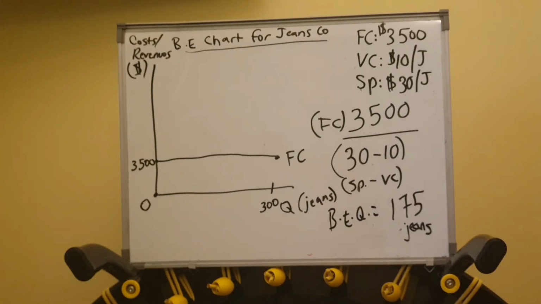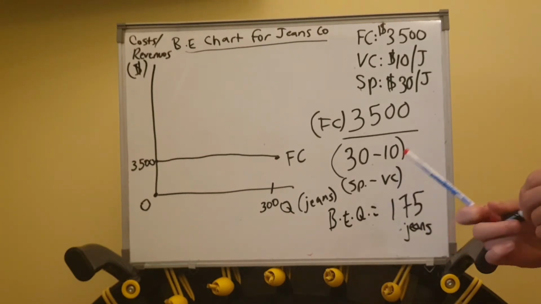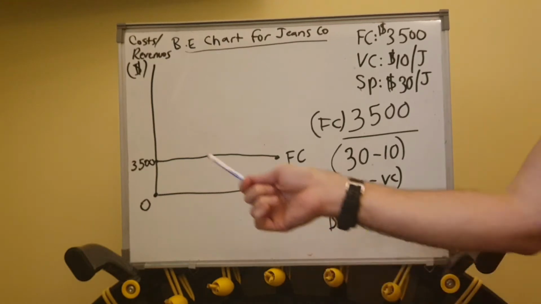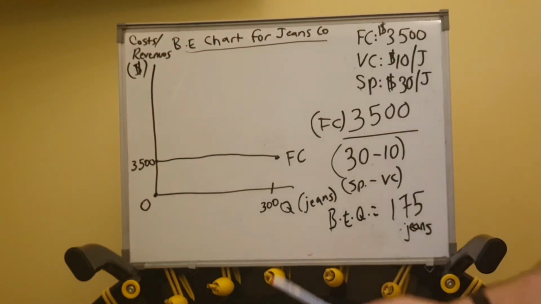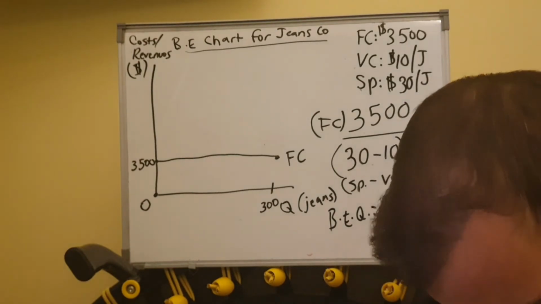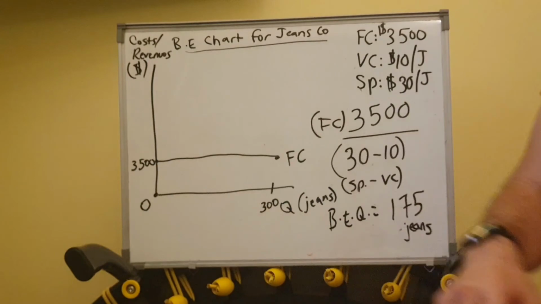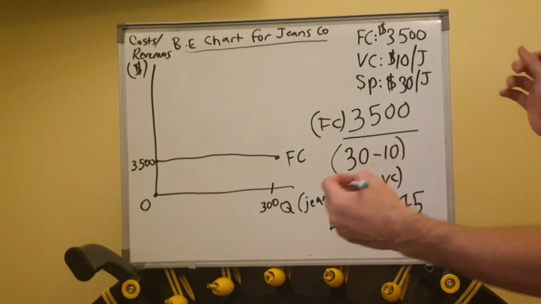Let's now get our total costs. Our total costs, where are they going to start? So your total cost line is always going to start where? The fixed cost line, because part of your total cost is the fixed cost. So total cost does not start at 0. It'll always start at your FC point, because even if you sold 0, you're still going to have that cost of 3,500.